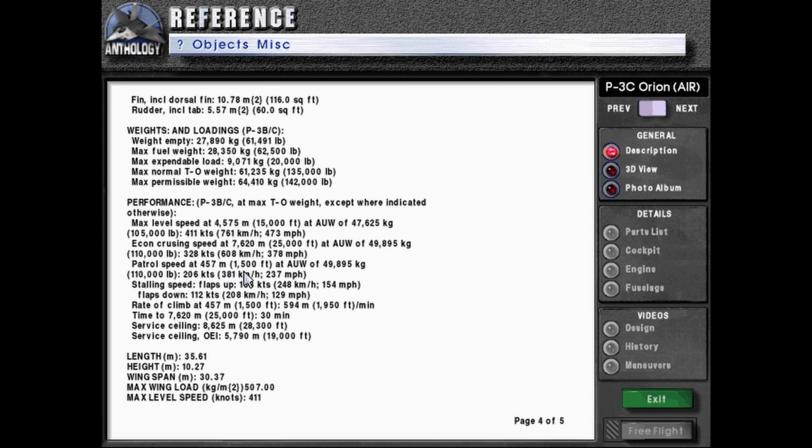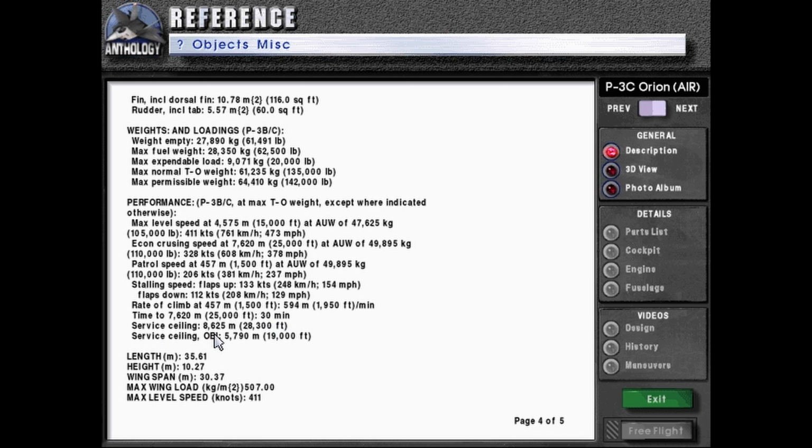Patrol speed at 457 meters or 1,500 feet at AUW of 49,895 kilograms or 110,000 pounds: 206 knots or 381 kilometers per hour or 237 miles per hour. Stalling speed, flaps up 133 knots or 248 kilometers per hour or 154 miles per hour. Flaps down 112 knots or 208 kilometers per hour or 129 miles per hour. Rate of climb at 457 meters or 1,500 feet, 594 meters or 1,950 feet per minute. Time to 7,620 meters, 25,000 feet, 30 minutes.